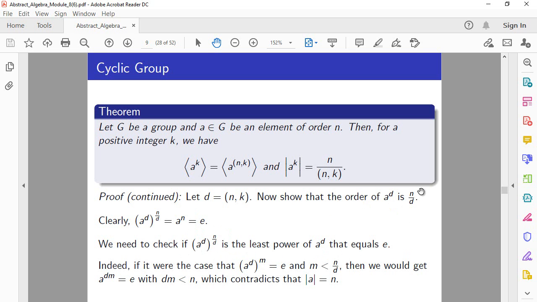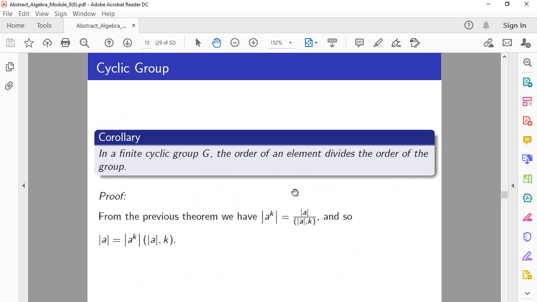So the order of a to the d is n over d, which is the same as the order of a to the k, because the subgroup generated by a to the k is the same as the subgroup generated by a to the d. So the order of a to the d is the same as the order of a to the k, which is equal to n over d. So that completes the proof of this theorem.